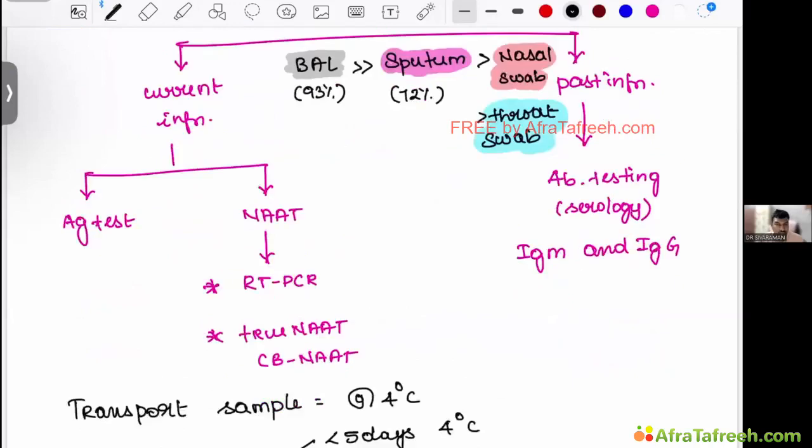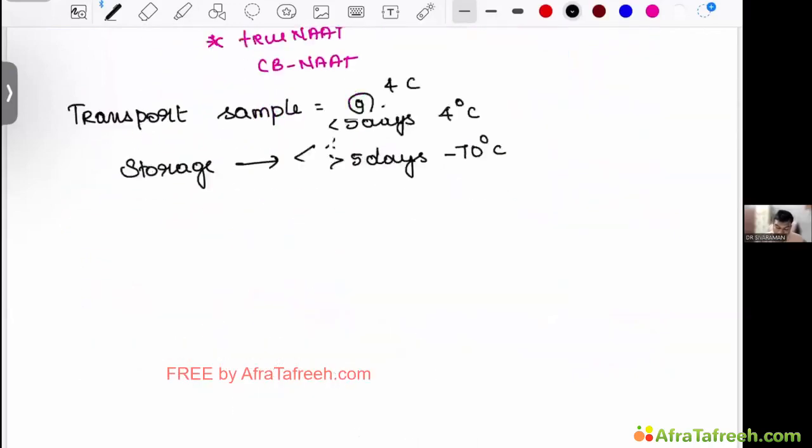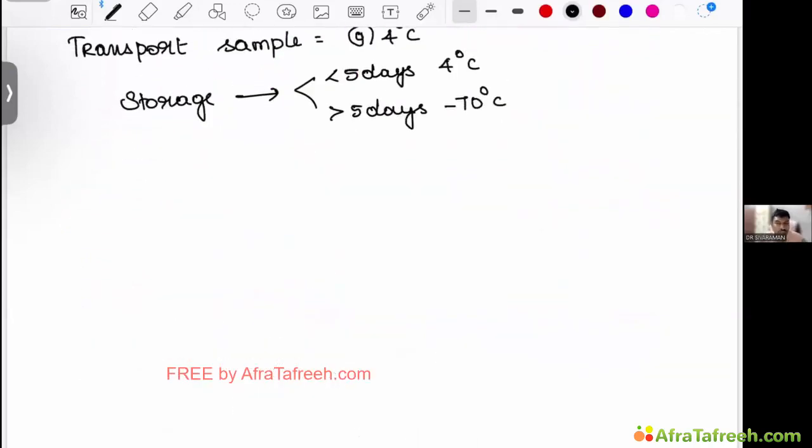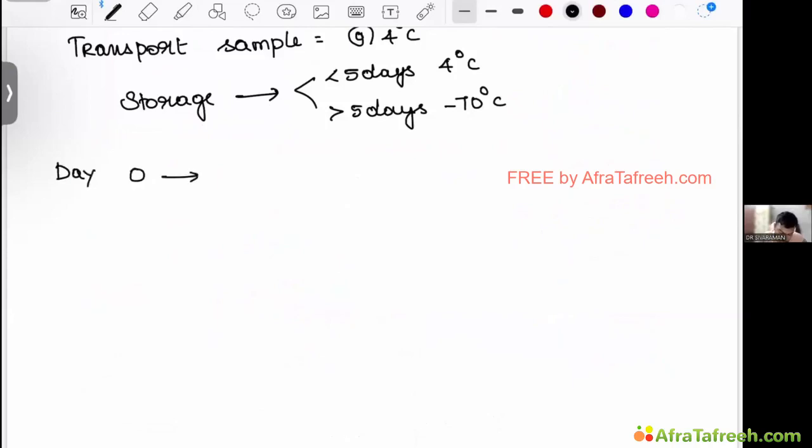Okay, so what are the features the patient can develop? How is the patient going to develop them? So what happens here is the patient on day 0 is infected.